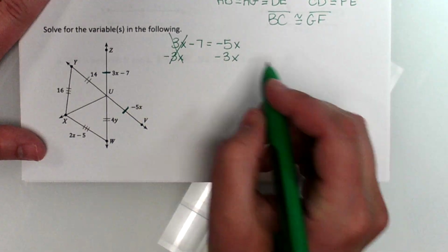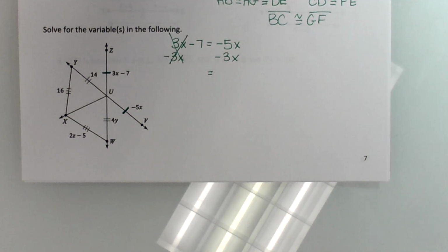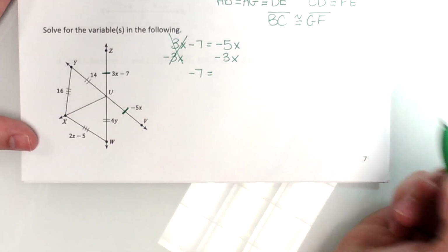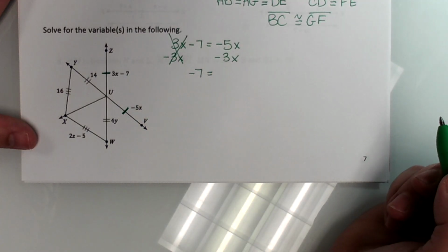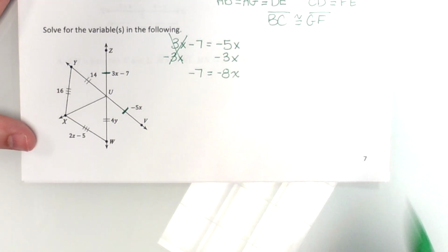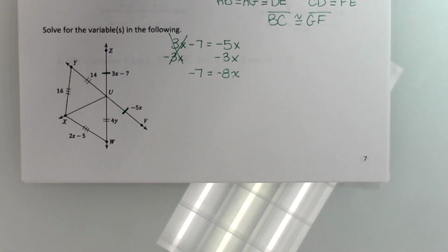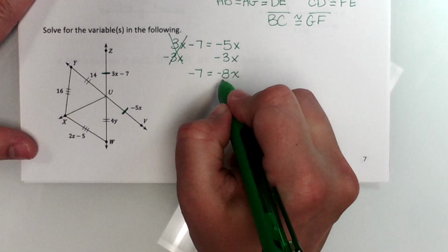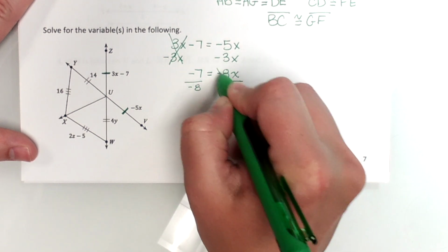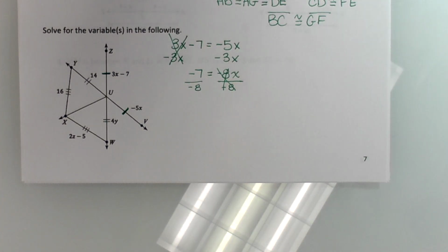Those will cancel out. What's it leave me with over here? Negative 7. Be careful with that. Equals. What's negative 5x minus 3x? Negative 8x. How do I get x by itself? Which one am I dividing by? Negative 8, because that's what's in front of the x. It is very common that people accidentally divide by the other one, so just be careful with that. So I got negative 7 divided by negative 8.